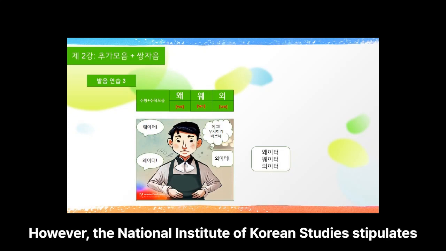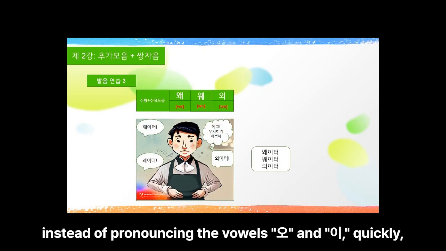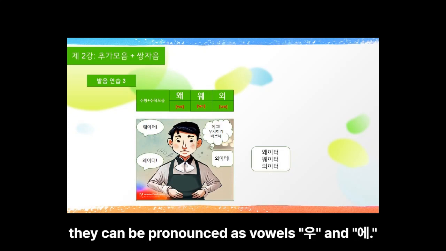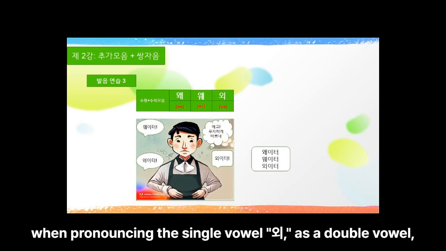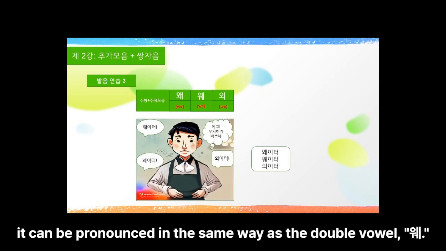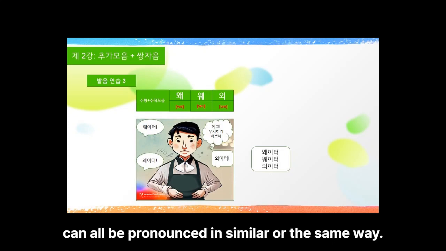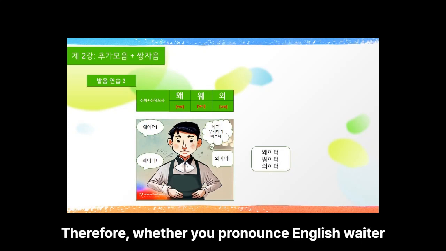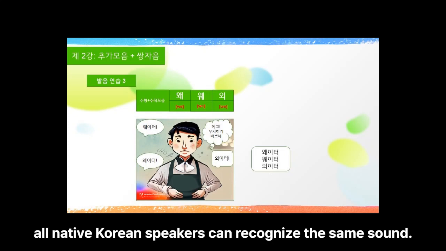However, the National Institute of Korean Language stipulates that when pronouncing the single vowel oe as a double vowel, instead of pronouncing the vowels o and e quickly, they can be pronounced as vowels wu and e. In other words, when pronouncing the single vowel oe as a double vowel, it can be pronounced in the same way as the double vowel we. As a result, the double vowels wae, we, and the single vowel oe can all be pronounced in similar or the same way. Therefore, whether you pronounce English waiter as waiter or waiter or waiter, all native Korean speakers can recognize the same sound.